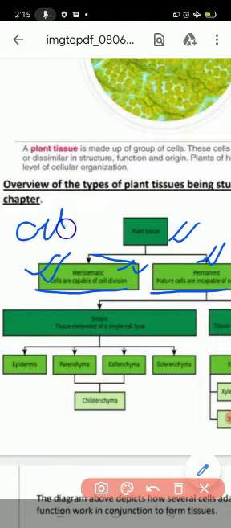And what is cell division? Cell division means when the plant cell is mature, it is divided into forms, either 1, 2, 3, 4. That term is known as cell division. When the cell is mature and divides, that is known as cell division. Let us clear this.